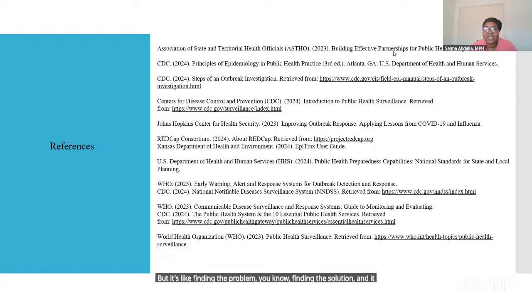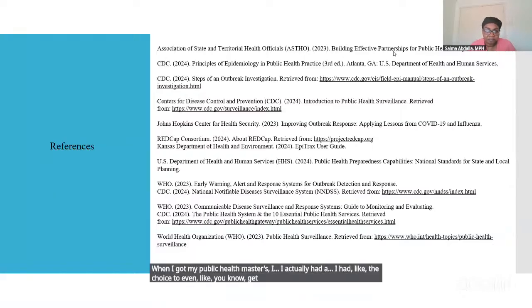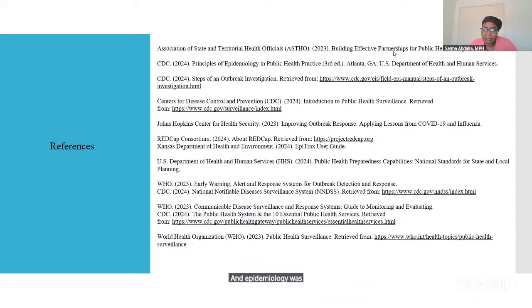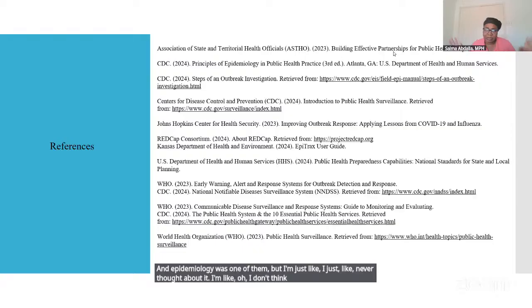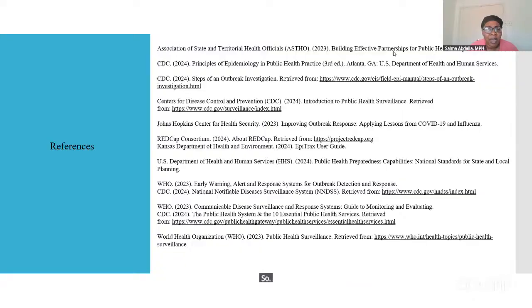Before working as an epidemiologist, when I got my public health master's, I had the option to get a concentration, and epidemiology was one of them. But I just never thought about it. I thought, I don't think I would like numbers and things like that, because math is not my favorite subject. But when I applied, I thought, oh wow, epidemiology, this is interesting.